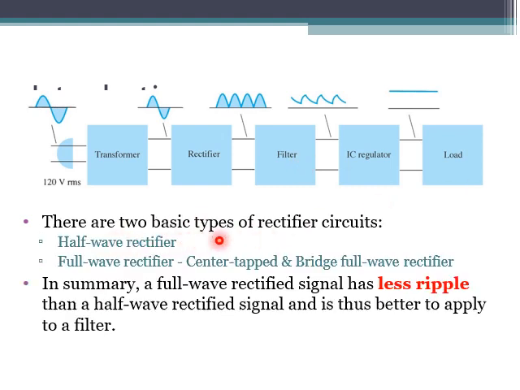Okay. So there are two types of rectifier circuit actually, right? Half wave rectifier, and full wave rectifier, which is center tapped, and bridge full wave rectifier. Half wave rectifier actually has more ripple. Ripple means the AC component, the residue of the AC component present. So a full wave rectified signal has less ripple when compared to a half wave rectifier.